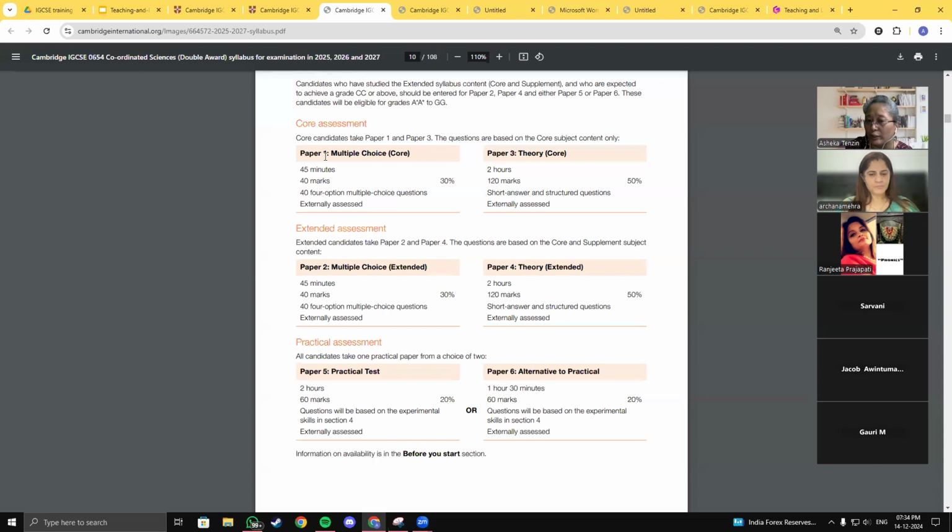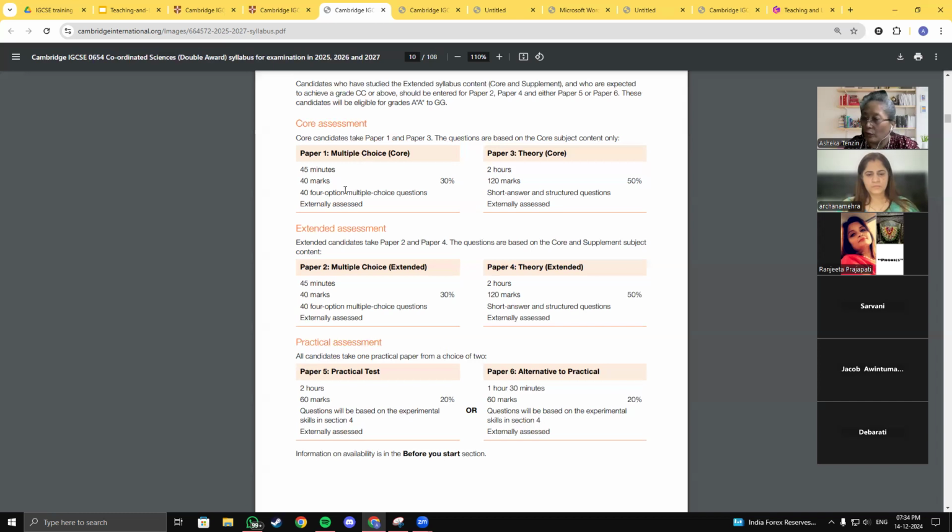So multiple choice core. Those students who are bright, above average, who can get an A star, which is 90% and above, A star, A, B, can do this multiple choice extended paper. So the question paper is such that the difficulty level is high, so the student can score an A star. Here in multiple choice core, the question paper is such that the highest that a student can score is a C, 60%.